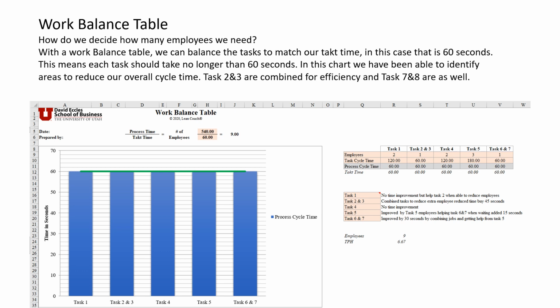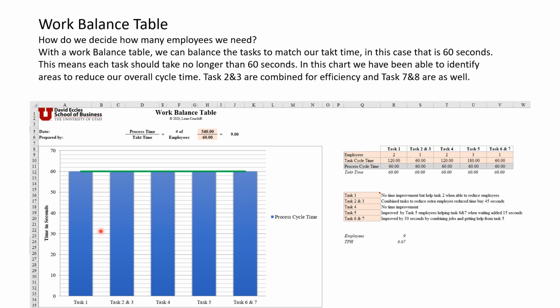So here's our work balance table. How do we decide how many employees we need? With a work balance table, we can balance the tasks to match our takt time. In this case, it's 60 seconds. Look at this beautiful chart. 60 seconds, 60 seconds, 60 seconds, 60 seconds, 60 seconds.